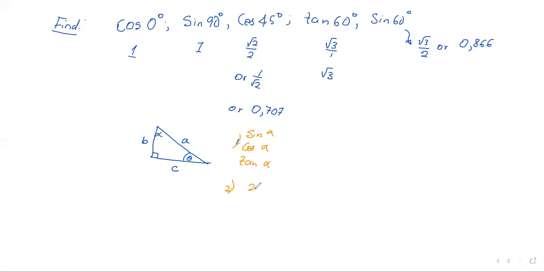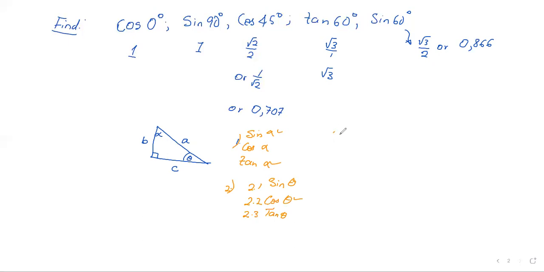2.1, 2.2, 2.3, the sine of theta, the cos of theta, tangent of theta. Now, in that diagram there, I'm going to do this one, do that one, do that one. You do the other 3 in your book.